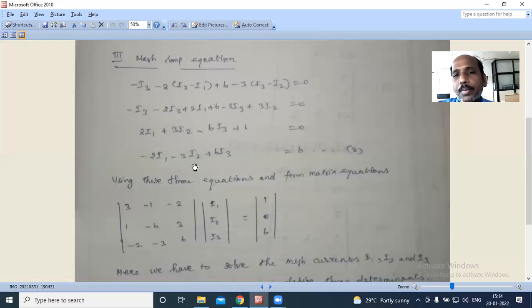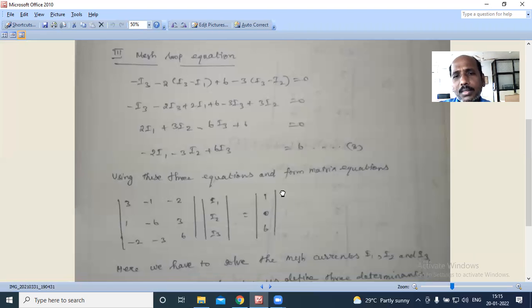Thereafter, you make the I2 equal to 0, you can get the answer for I1, you substitute, you can get I2. Then if you substitute I1 and I2, we can get I3. That is the normal algebraic equation solving method. I'm not going to explain that method now, I'm simply saying it. Simply, by using normal mathematics, with three unknowns, we can solve it. That you know already, okay.